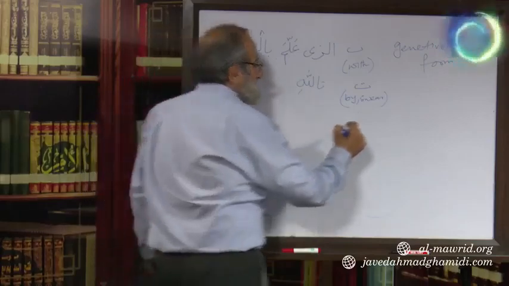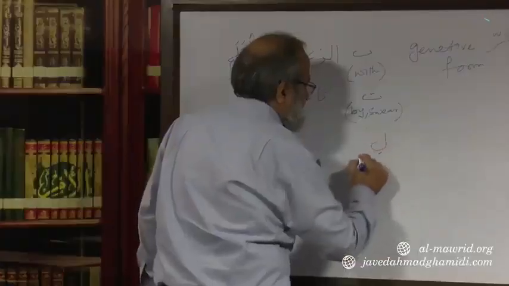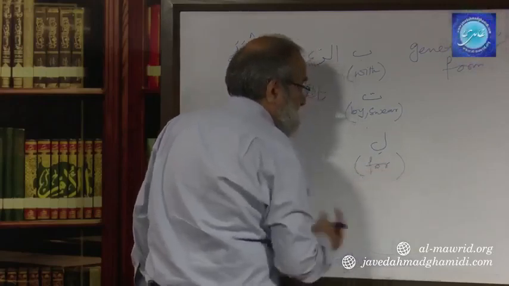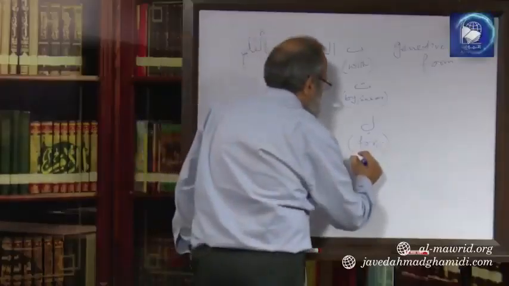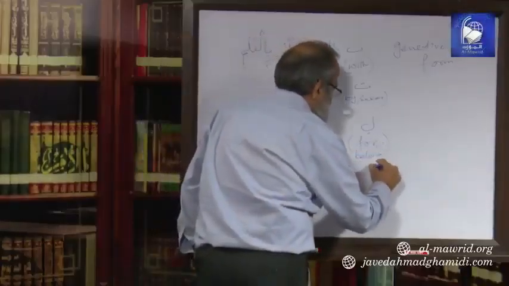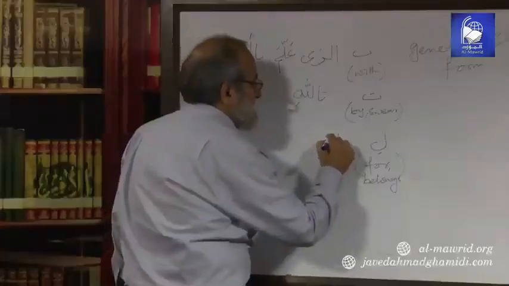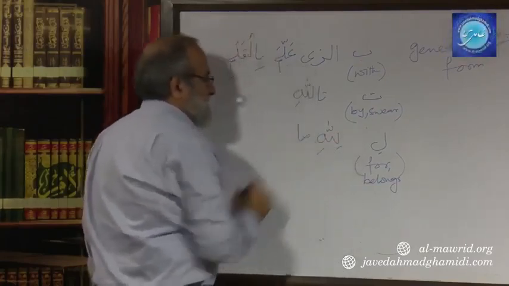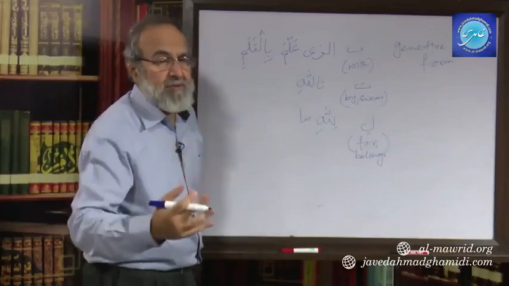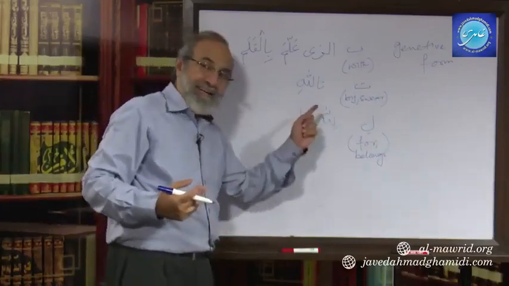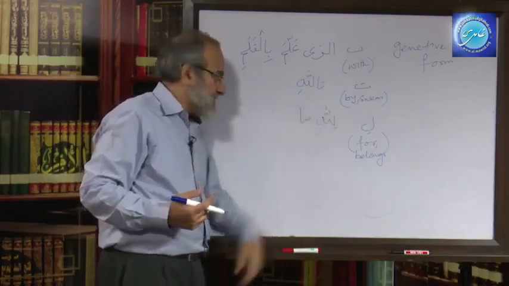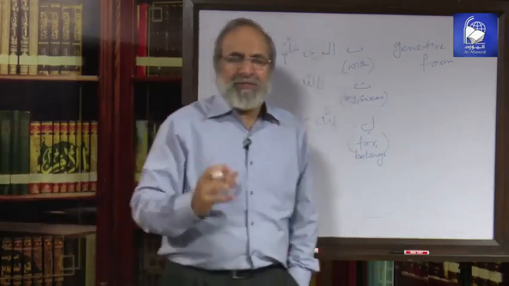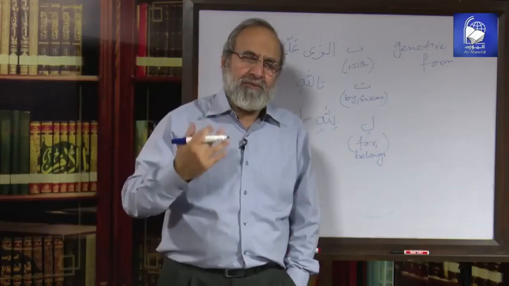Likewise, we have lam. It really means for. It's for him. You might say belongs. Lillahi ma fis samawati wa ma fil ard. For Allah is whatever is in the heavens or the earth, or to Allah belongs. So lam before Allah has caused Allah, the noun, to be in genitive form, in the Arabic form of jar.